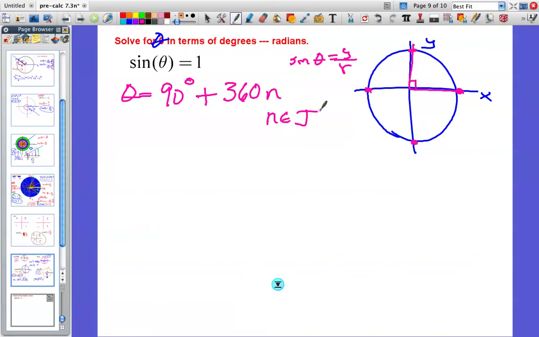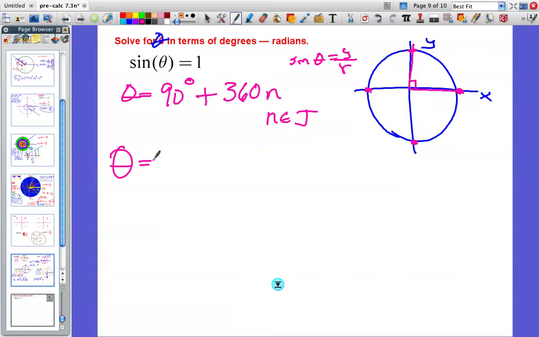Integers is j. Now, Brooke said, what if you went the other way? Sure, if n is -1, you're going to subtract 360. 90 minus 360 is negative 270. Is that the same answer? Could you go around twice backwards and come back to it? Yeah. So that is what we would say in general. How about in radians? What would I say? That's in degrees. What would I say in radians?